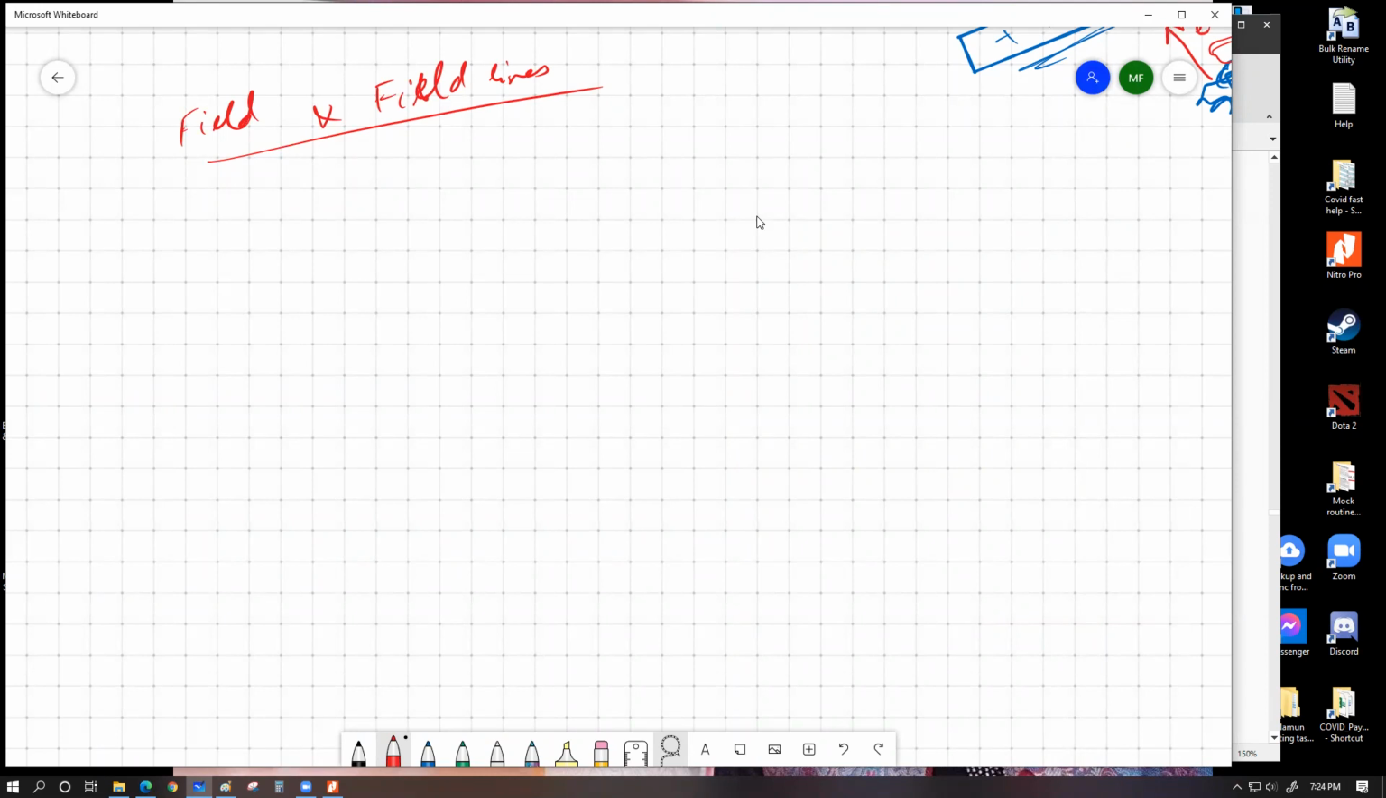This initially was a pretty weird idea when he first introduced it, but over time, this method of representing a field using lines proved to be very effective and simple to draw and manipulate as well. So what do we understand by field? A field is essentially a region of space. It doesn't mean it's a plane. It means a three-dimensional space. A field essentially means a region of space within which some force can be experienced.